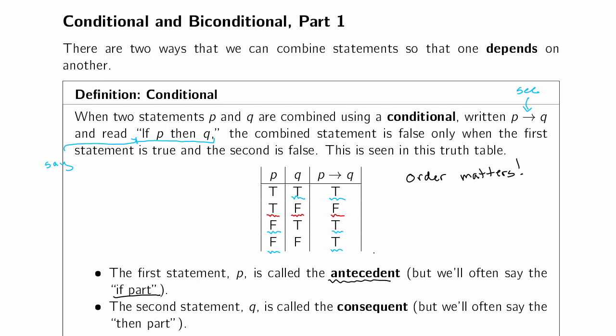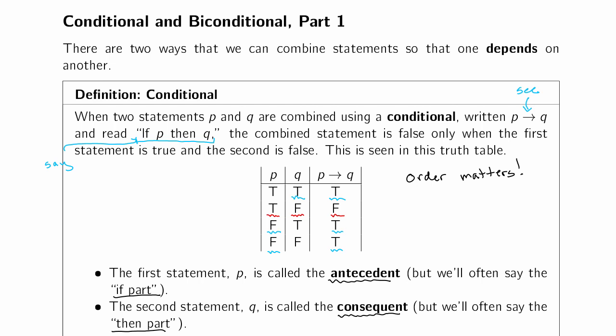The first part, P, is called the antecedent, though we'll often just refer to the if part, because our goal here is to understand the logic, not to necessarily master the vocabulary of formal logic as if we were in a logic class. The second part is called the consequent, but we'll often just refer to that as the then part. So the antecedent is the if part, the part that comes first, the first simple statement. The consequent is the second part, the then part. We think of the consequent as being a consequence of the antecedent. If the antecedent is true, that forces the consequent to be true.